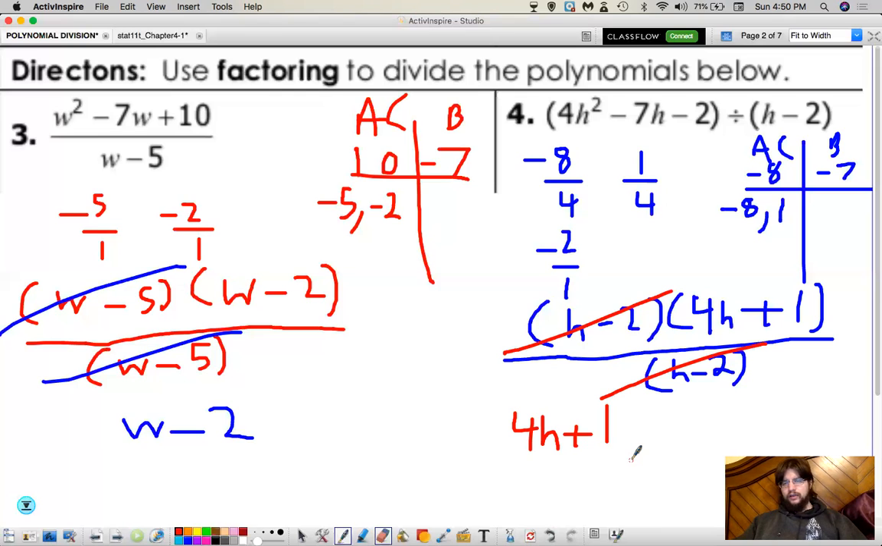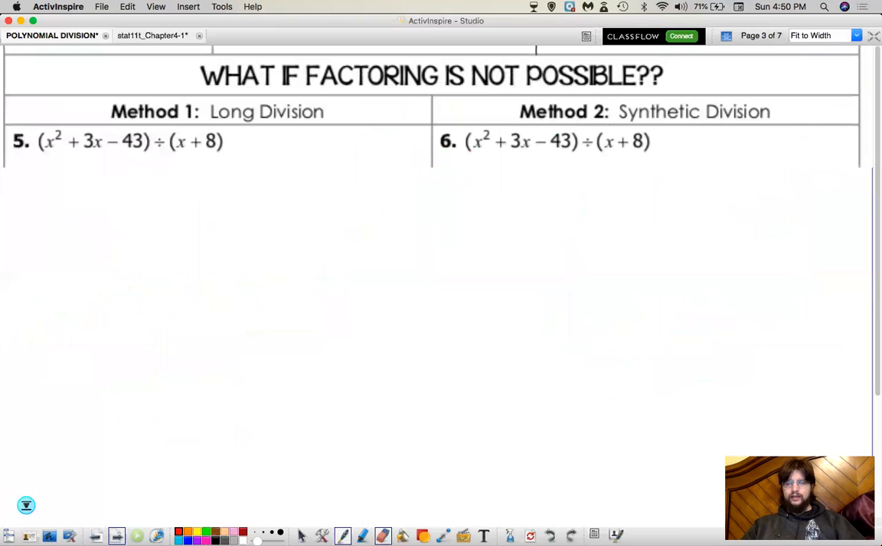Now, I know what you're thinking. Not all polynomials are factorable. You're right, they're not. Not all polynomials can be factored by the AC shortcuts. So, if you can factor, great. But what if you cannot? Here's where we're getting to long division. We'll start long division, and then we'll go to synthetic division.